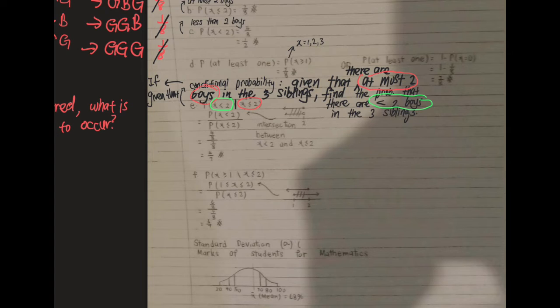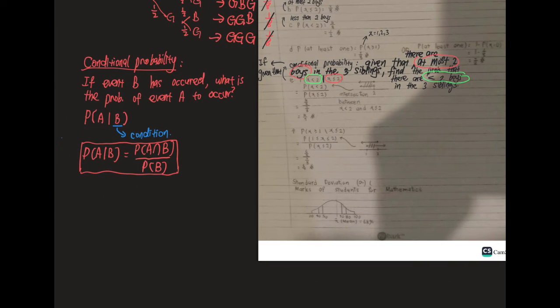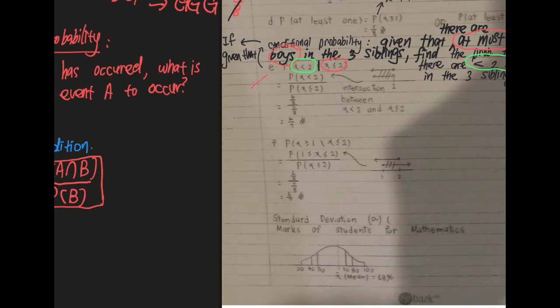Like that, and after that we are supposed to use this formula. Let's see if I use it. I write here, easier to see, more contrast. Currently the question is P(X less than 2 given that X less than or equal to 2).